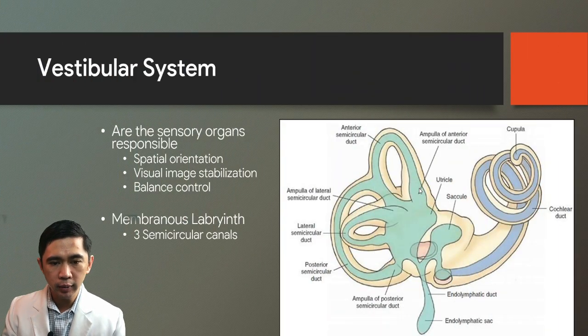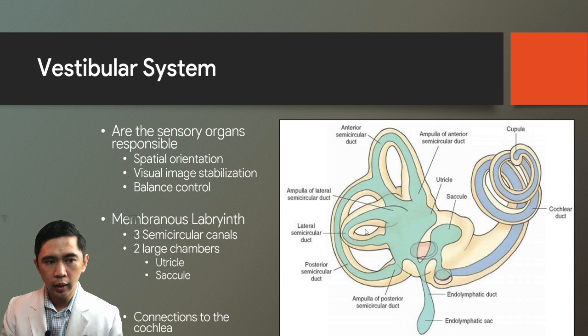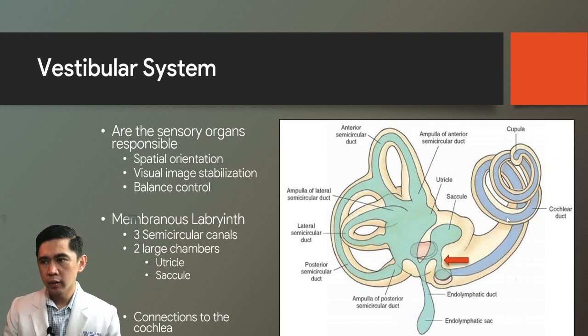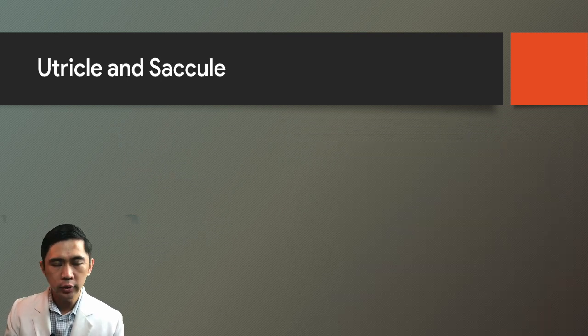And the vestibular system has 3 semicircular canals, 1, 2, and 3, and 2 large chambers which we call the utricle and the saccule. The vestibular system has a connection to the cochlea because this is part of the labyrinth, and the connection is via the cochlear duct over here. So the endolymph is connected to the endolymph of the vestibular system. So if you have problems in the endolymph in the vestibular system, you will have ultimately a problem in the cochlea endolymph system.